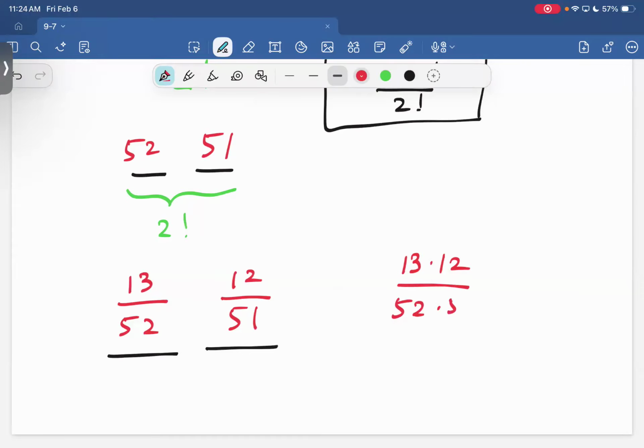And so our answer would be the same thing as before. No simplifying.